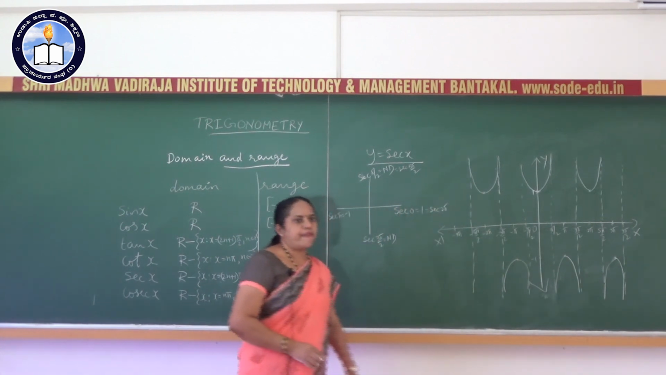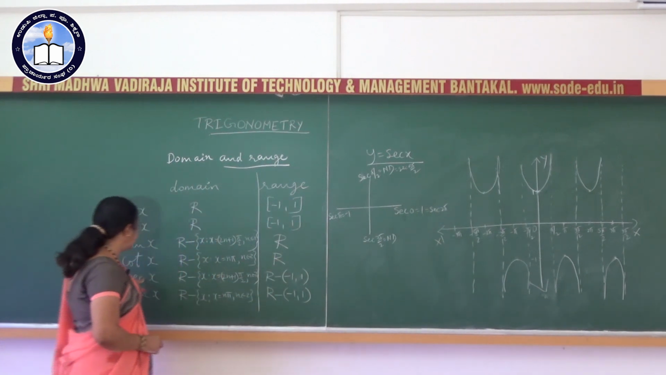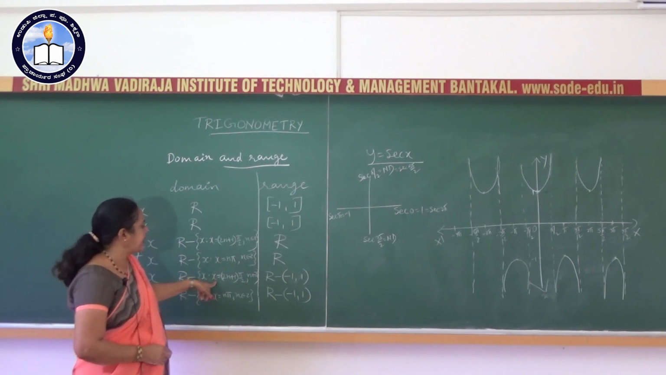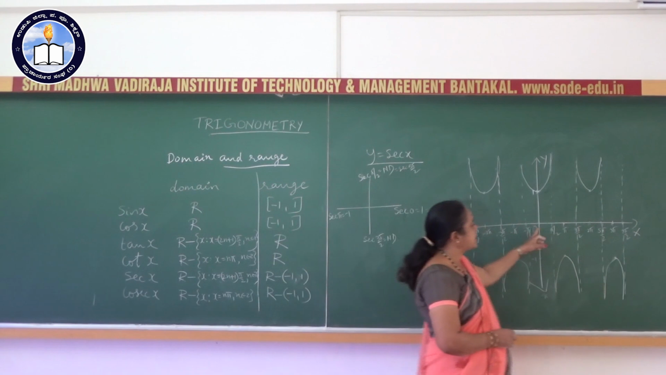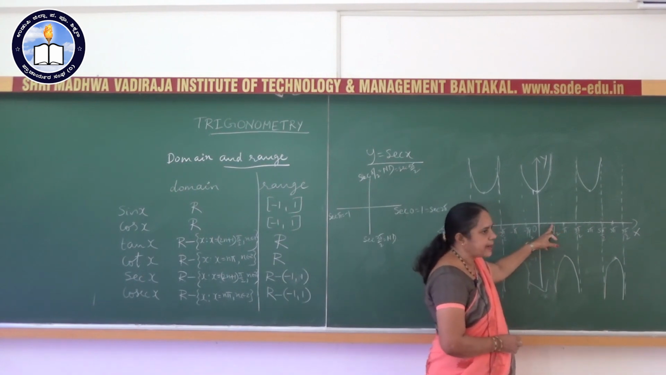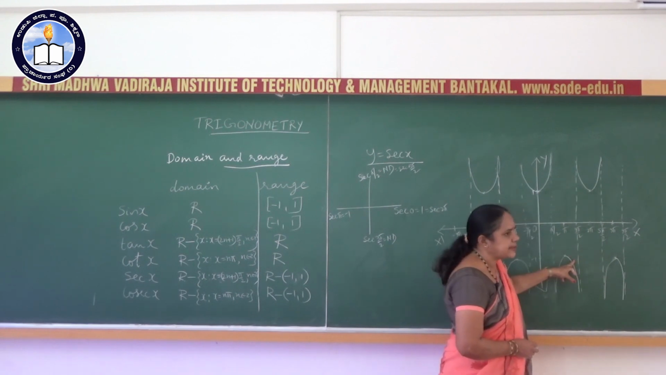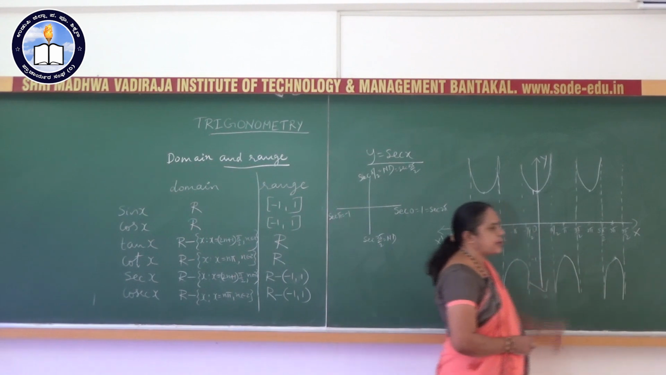This is the graph of y is equal to secant x. From the graph, it is clear that what is the domain of secant x? It's the set of all real numbers except the real numbers (2n plus 1) times pi by 2. When x is pi by 2, secant pi by 2 is not defined. When x is 3 pi by 2, secant x is not defined, and when x is 5 pi by 2, secant x is not defined.